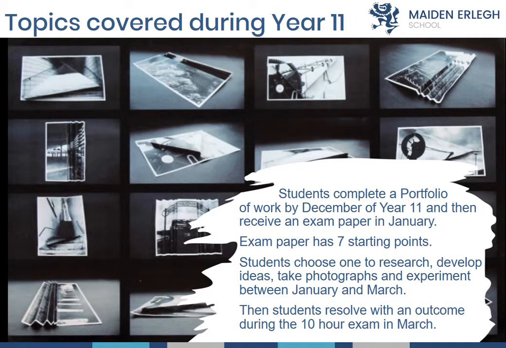In year 11, students complete their portfolio work by December and then receive an exam paper in January. The exam paper has 7 starting points, and students choose 1 to research, develop their ideas and take photographs and experiment. The work for the externally set assignment, the exam paper, is from January through to March, and then they have a 10-hour exam in March where they complete an outcome.